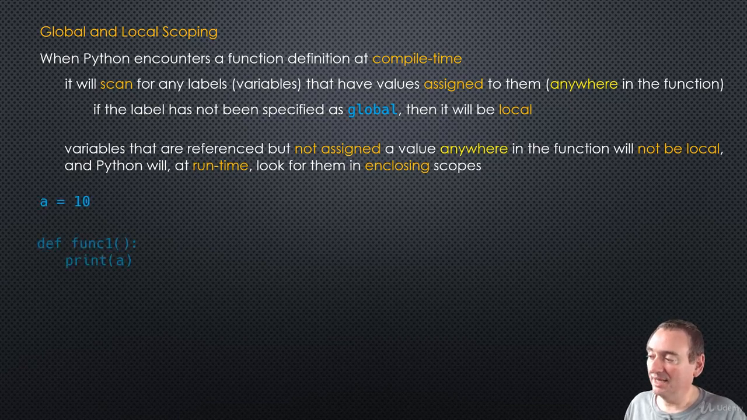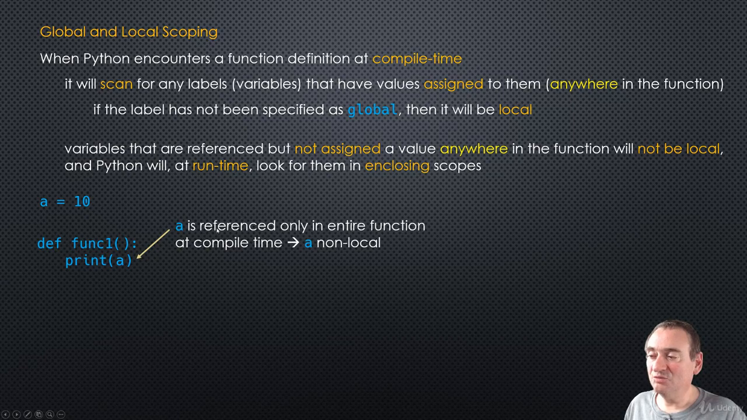Let's say we have a equals 10, and we have this function here, def func1 print a. What's happening here is that a is referenced only in this entire function. So at compile time, Python determines that a is non-local. So when we run this, we're actually going to print the value of the global variable. When we call func1, it's going to print out 10.